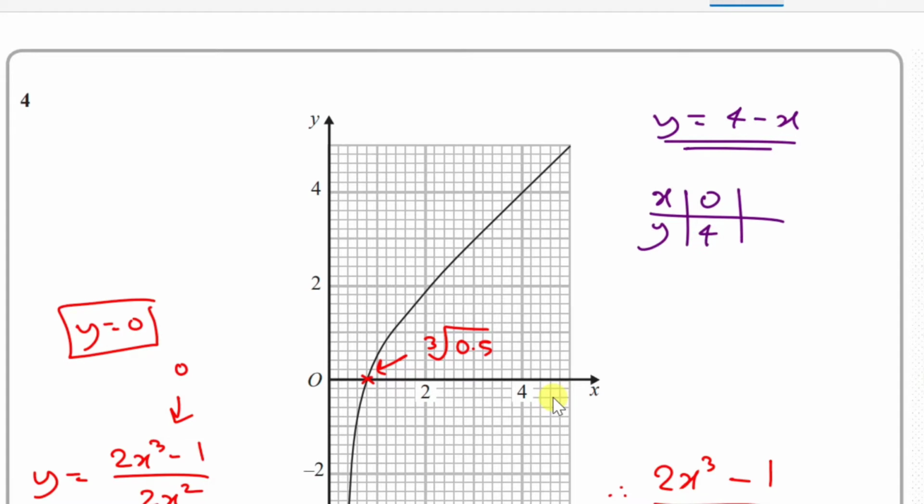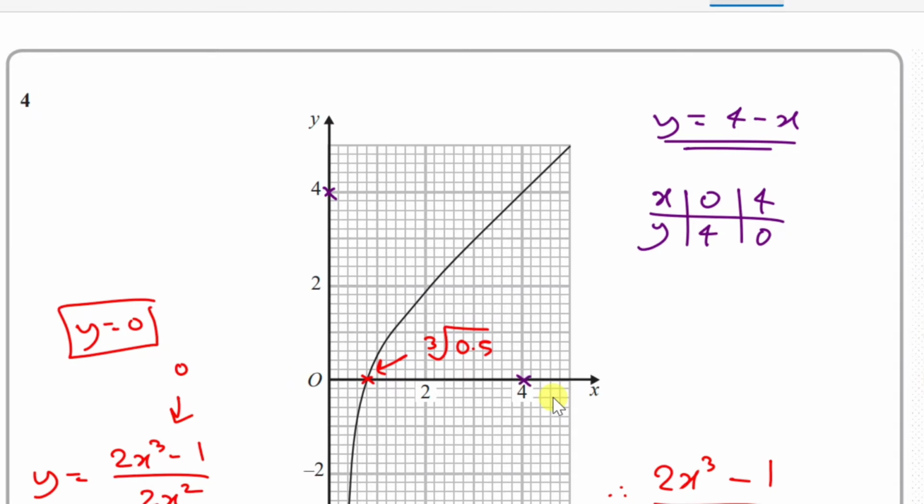Let's just say when x is 4. When x is 4, 4 minus 4 is 0. So these are your corners. You can see your first pair of coordinates is 0, 4, which occurs here. So you got 0, 4. And conveniently, the second one, when x is 4, y is 0, so 4, 0.